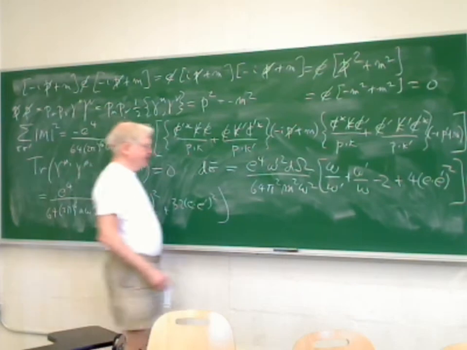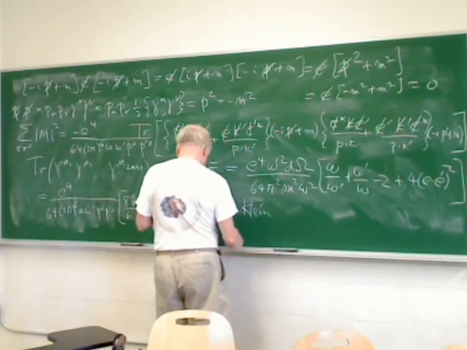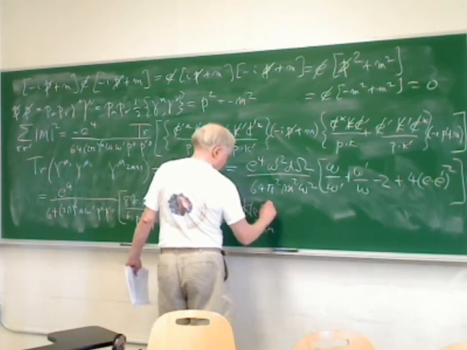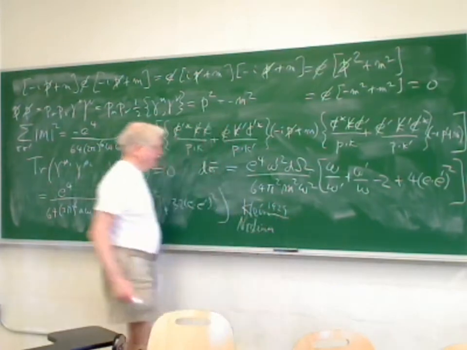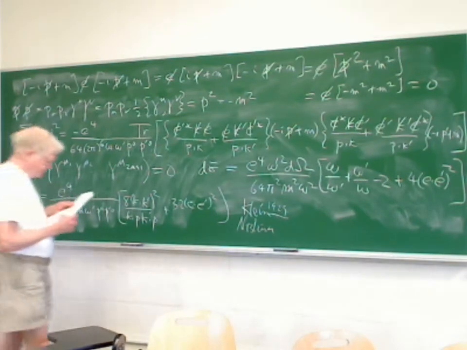And this was derived actually by Klein and Nishina in 1929, which was about 6 years after Compton's experiments. So that's the actual result there.